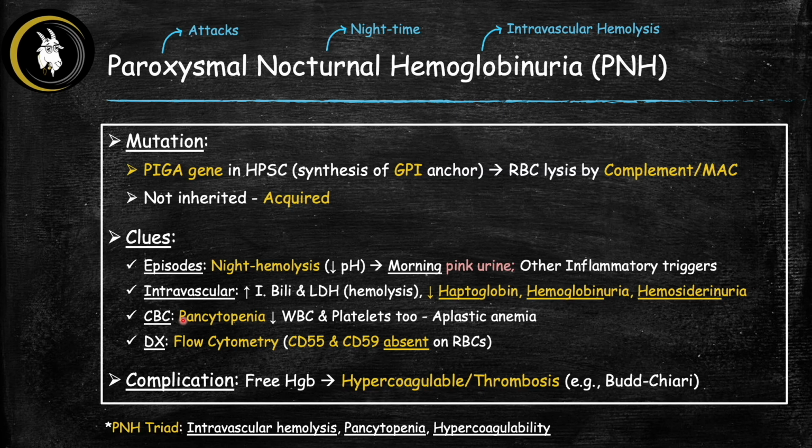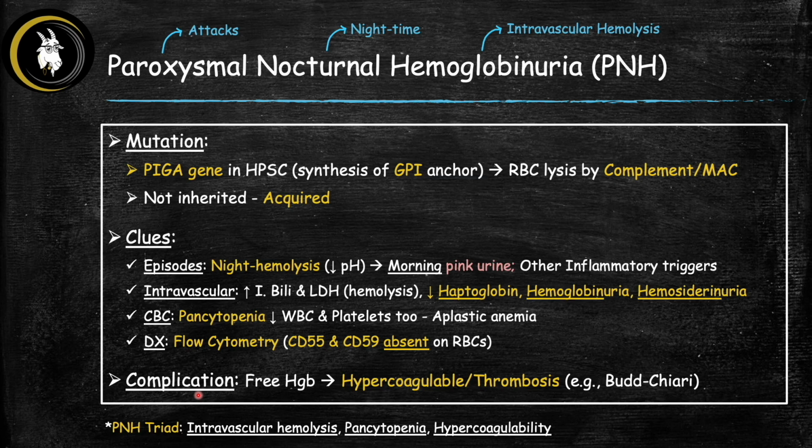Now, to make the diagnosis, you need a test that confirms the defect on our red blood cells, and that test is flow cytometry. That's the gold standard. So in PNH, flow cytometry is going to show that our red blood cells are CD55 and CD59 negative. This means that they don't have CD55 and CD59 on their cell surface, and that's because they're missing the GPI anchor.